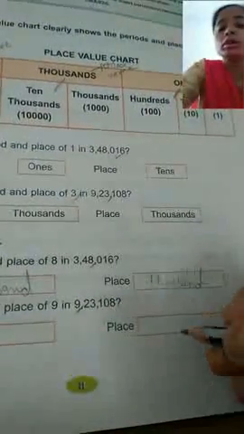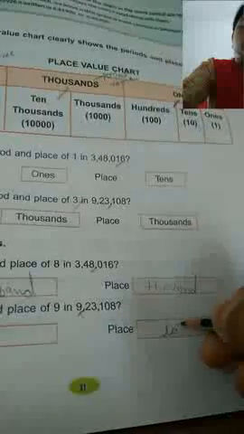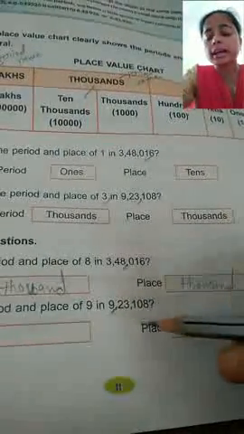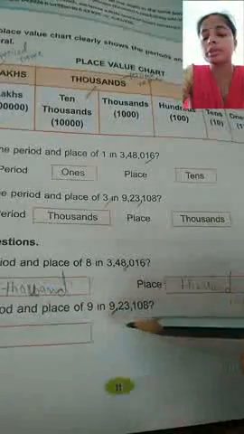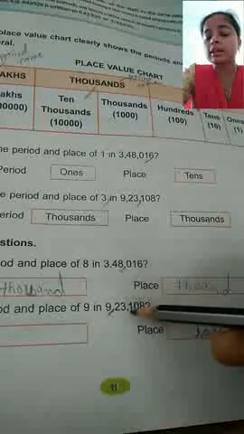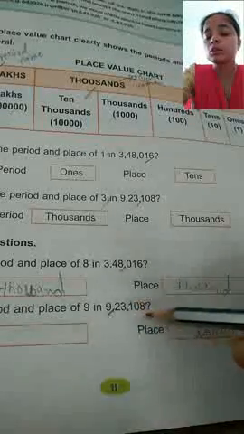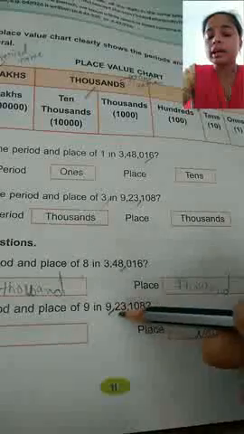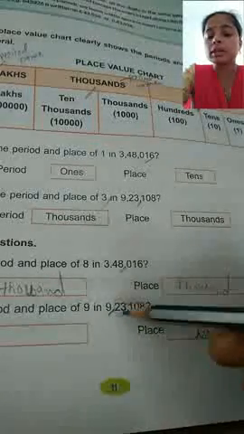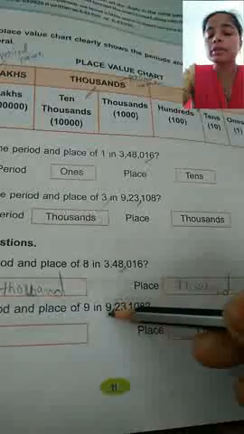So what will we do? We will write here lakh. So what is the place of 9 here? It is lakh. Again we have to find the period of the given number, that is 9. So what is the period? As we all know, the ones, tens and 100 are grouped together and the group name is ones. Again, this 1000 and 10,000 are grouped together and the group name is 1000. So again for this 9, the period is lakh.